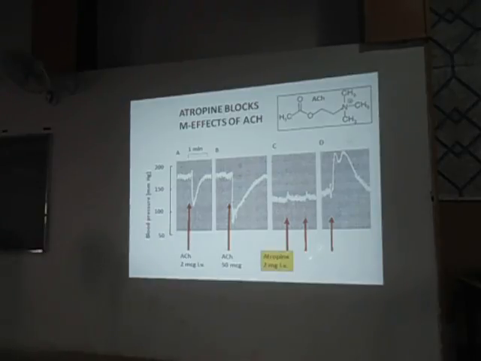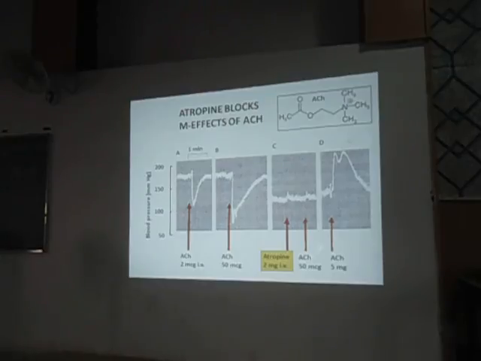Then we are giving atropine. Atropine is a drug which can competitively block acetylcholine. Once you give atropine, there will be muscarinic receptor blockade. Even though you give acetylcholine, there will be no response because of competitive inhibition. Then if you increase the dose of acetylcholine, you can see it is in micrograms here. MCG is microgram. Here we have given more than 1000 times more dose, that is 105 milligram.